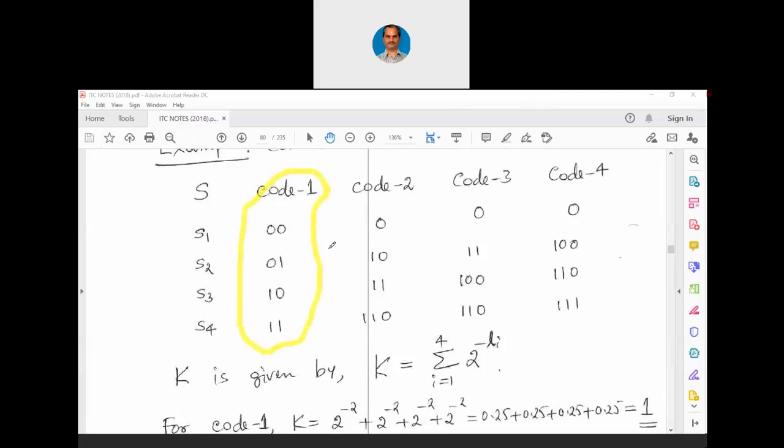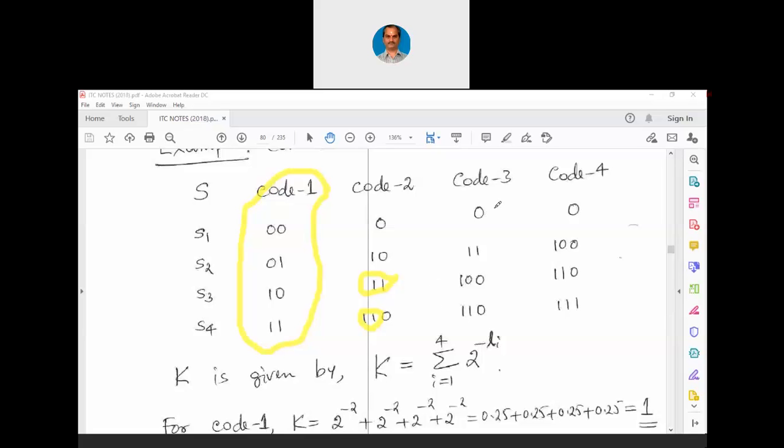Code 1 is satisfying the Kraft-Macmillan inequality, and in code 1 we can observe that no code is a prefix of any other code. Whereas in code 2 we can see that this 1 is present here in S4, which means code 2 is not an instantaneous code. Just by observation we can find out, and we have seen now that its k is more than 1.